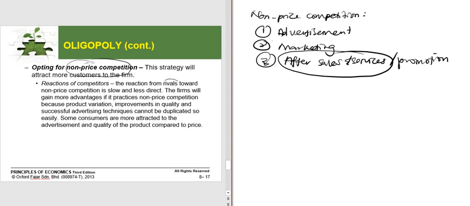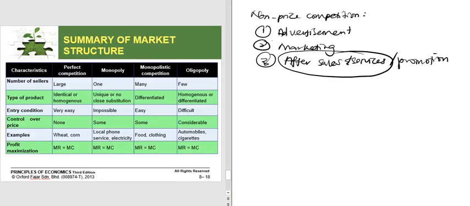So maybe the reaction from competitors is a bit slow. Let's say firm A comes out with their advertisement, maybe firm B or firm C will not do the same. Because when they want to advertise their product, they need to make sure that their product is better than the firm that is making the advertisement. So they need to come up with something different in order to compete in terms of advertisement or non-price competition. So that is the difference between price competition and non-price competition.